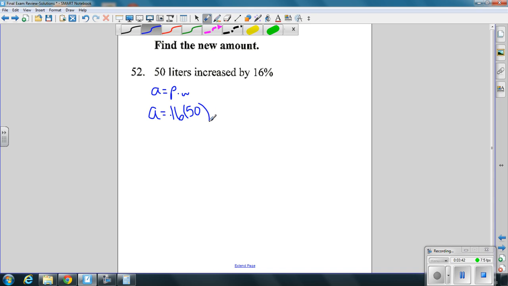So 16 hundredths times 50, you should get an answer of 8. But that's only one part. That only represents the amount being increased. So this means we're going to add 8 to 50. So 50 plus 8 gives us a grand total of 58. So that's our new amount.